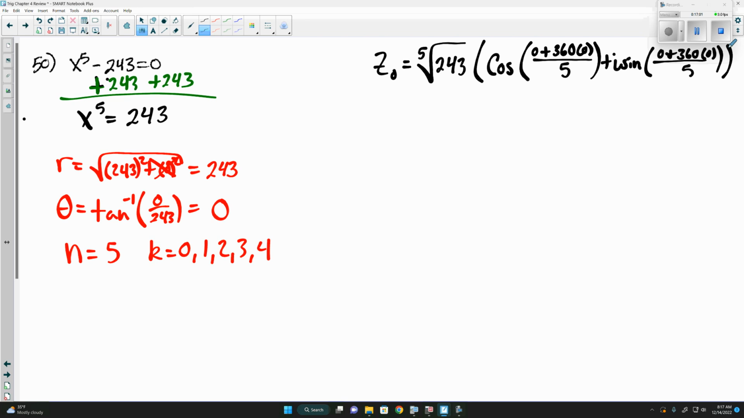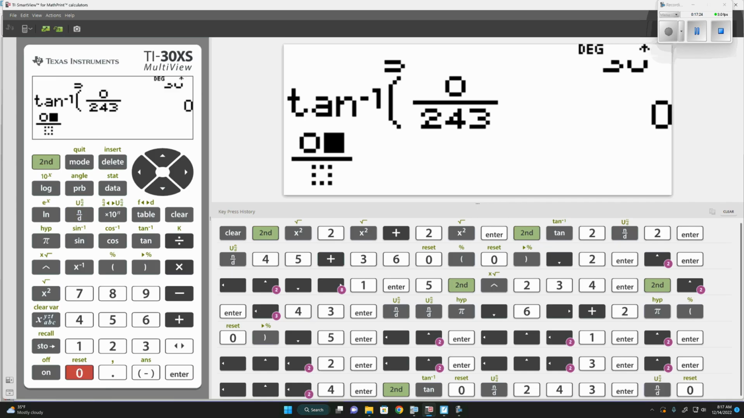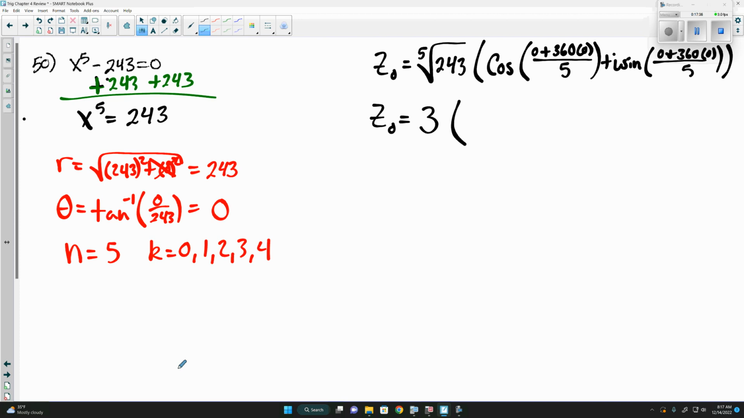Now, luckily for us, we already know what the 5th root of 243 is. It's 3. Now we can figure this out. So 0 plus 360 times 0 over 5. Well, 0 is really not adding anything to it. We can still add it. 0 plus 360 times 0 divided by 5 is 0. So we have cosine of 0 plus I sine of 0.